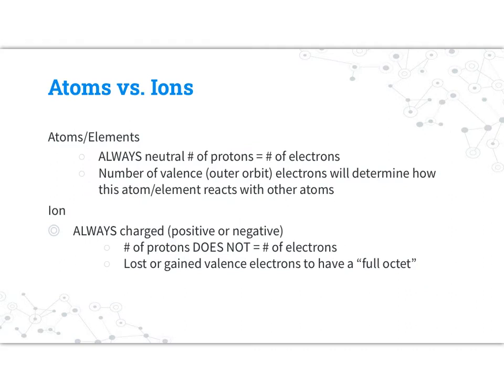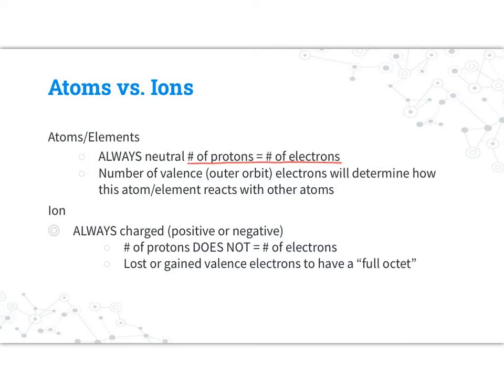Atoms versus ions, what's the difference? So an atom is always neutral. The number of protons equals the number of electrons in that atom. The number of valence or outer orbit electrons will determine how this atom or element reacts with other atoms.